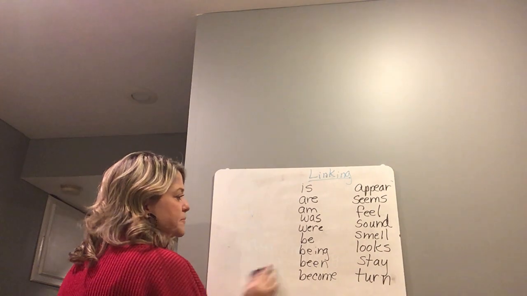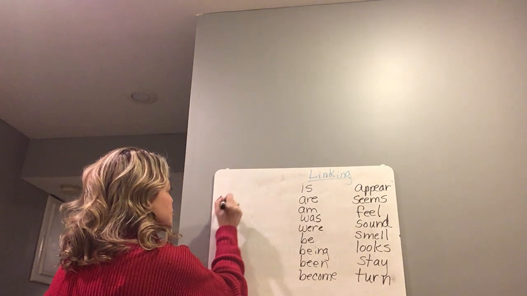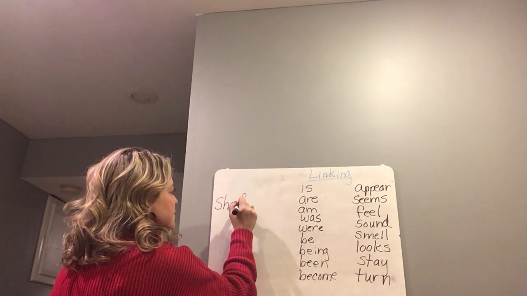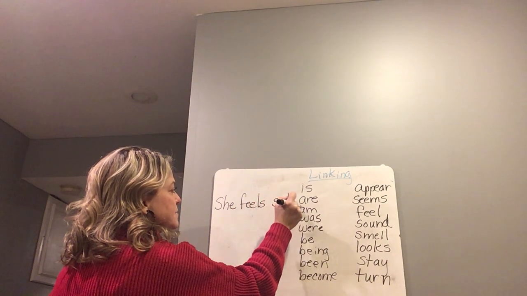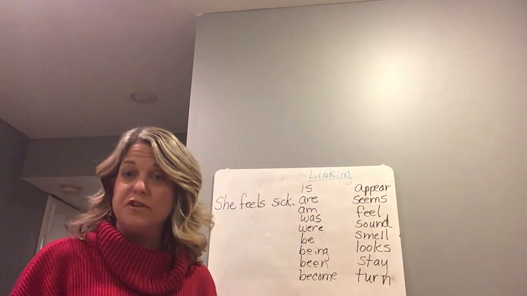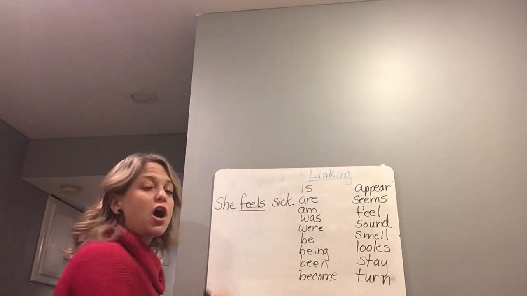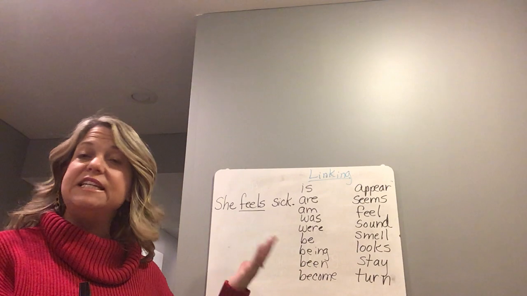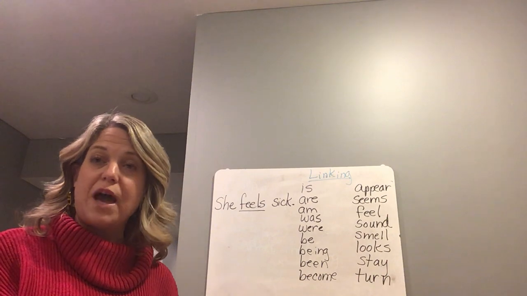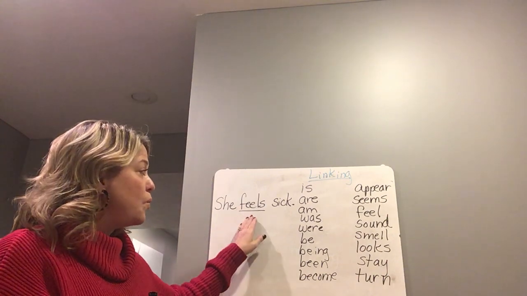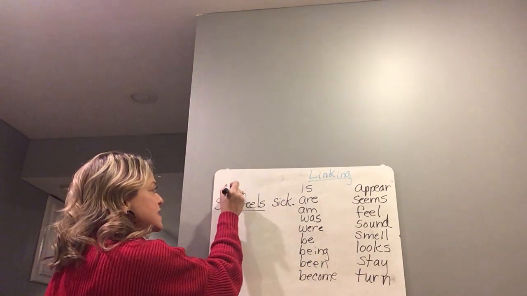Let's write some sentences up here. Okay. In the sentence, she feels sick. Okay, the first thing we want to do is find the verb. And the verb in this case is feels. Mrs. McNulty always likes for you to find the subject of the sentence after you find the verb. And to find the subject of the sentence, you have to ask the question, who or what feels? And the answer to that is she feels. So she is the subject.